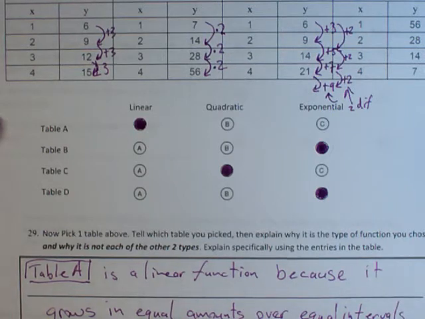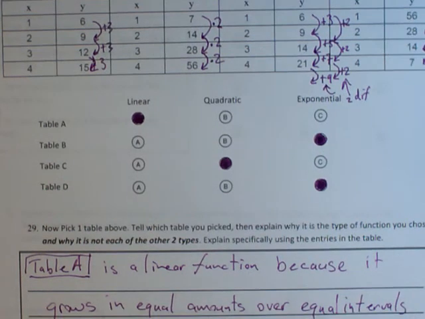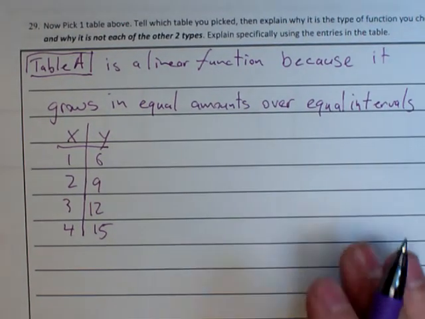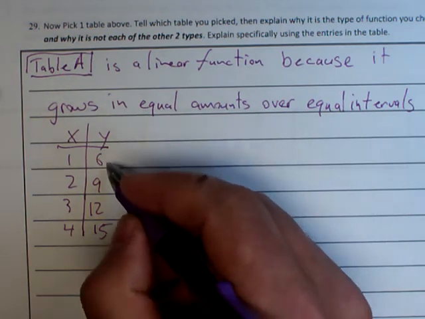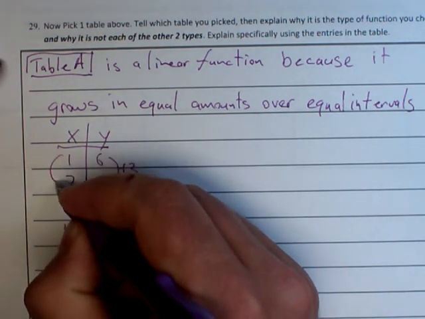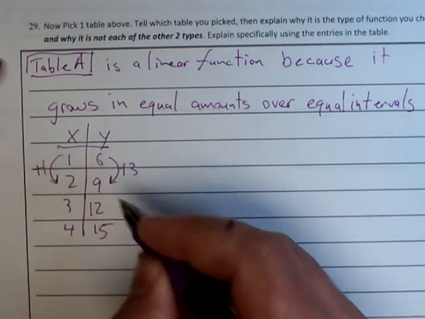And I'm just going to recreate it here so that I can be really specific about what I mean. X, Y goes 1, 2, 3, 4, 6, 9, 12, 15. Oh my goodness, you guys cannot see that. I'm so sorry. And this is going by 3. This is going by 1 each time.